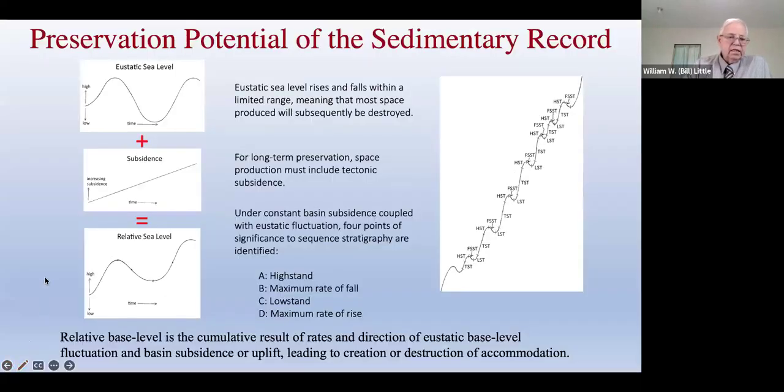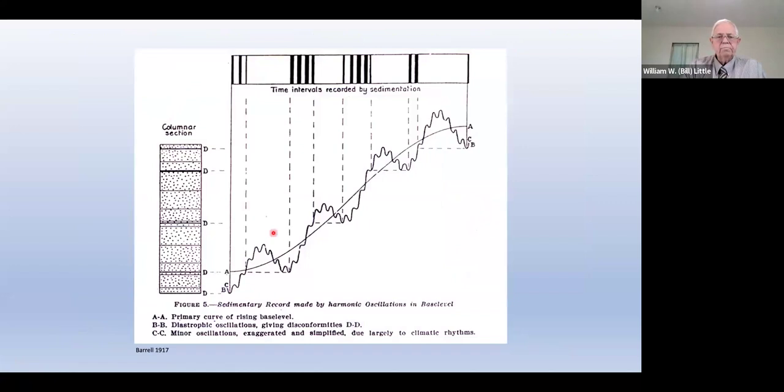So to visualize that a little bit better, I've actually written it out here. And so the eustatic sea level cycle rises and falls, but without some sort of subsidence, something to prevent some of that space from being removed, then we would not have a stratigraphic record. And then we get cycles within cycles within cycles, and that's what we are seeing when we look at a core or a log or an outcrop.